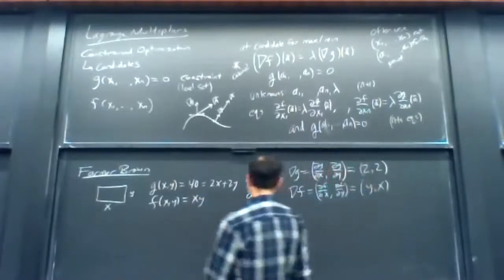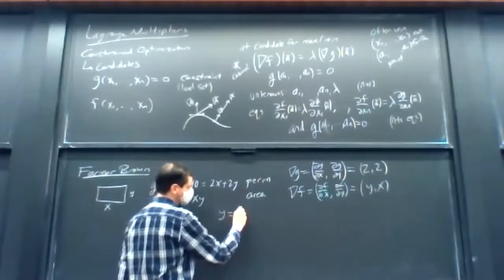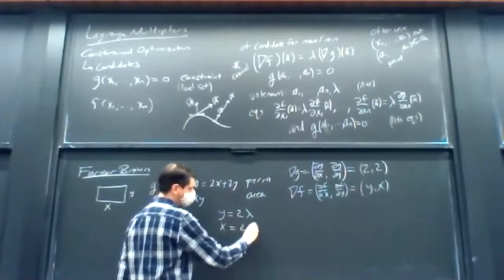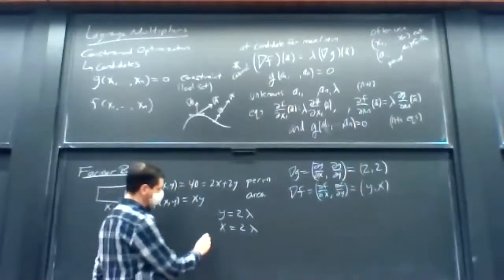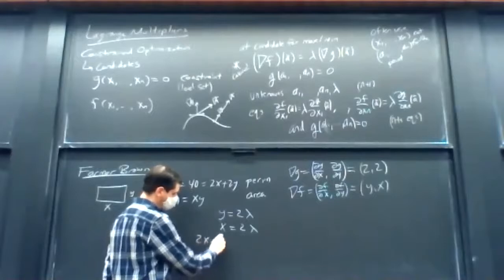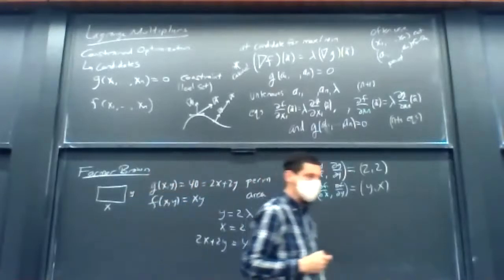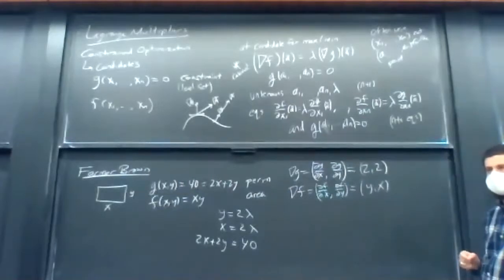So my equations are y equals 2 lambda, x equals 2 lambda, and then my equation 40 equals 2x plus 2y, so 2x plus 2y equals 40. I have 3 equations and 3 unknowns. There's lots of different ways to solve this.